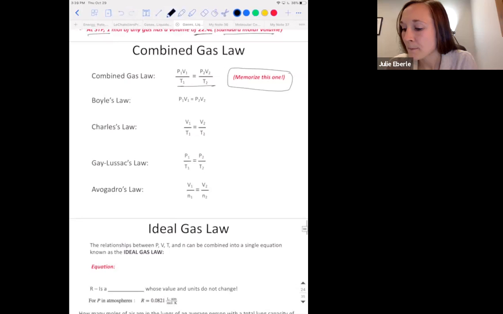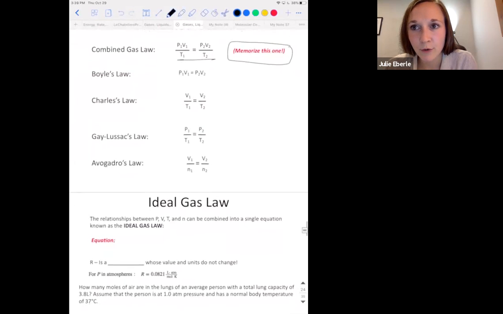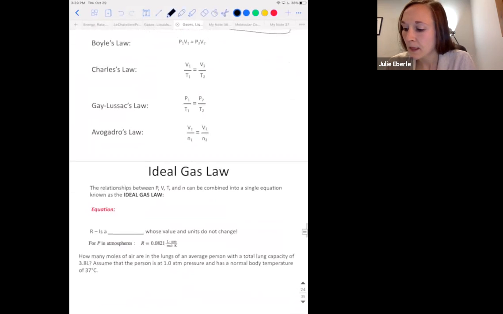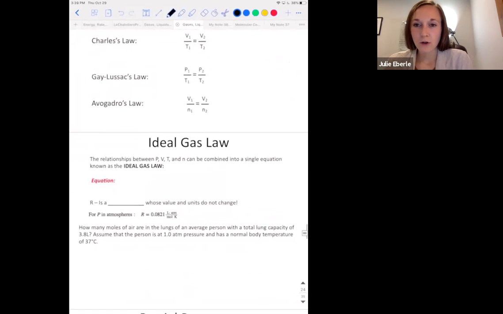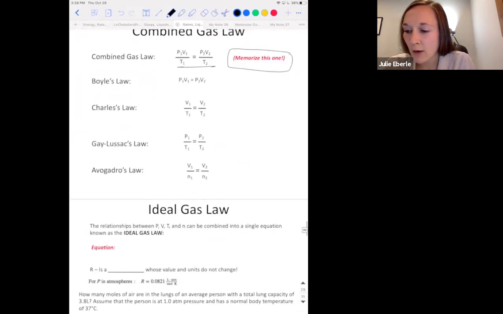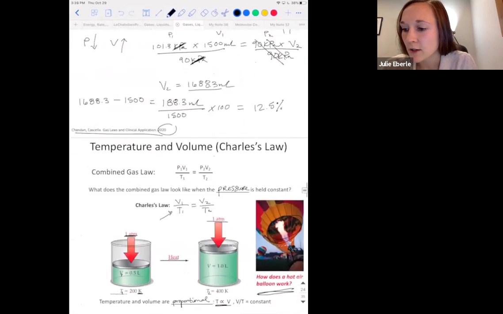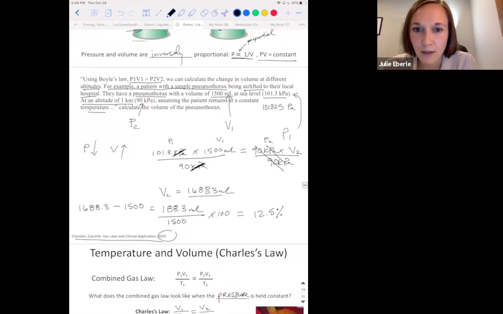We're going to talk about the ideal gas law, and then hopefully we have some time to work a few problems. We'll see. Any questions so far? I know we've talked about a lot of information without working a ton of problems, but all the problems associated with these gas laws so far are going to be very similar to the one we worked up here. You're just plugging the numbers in and solving for the missing variable.